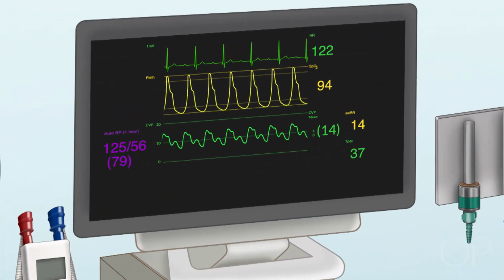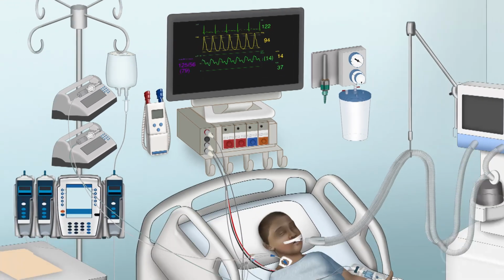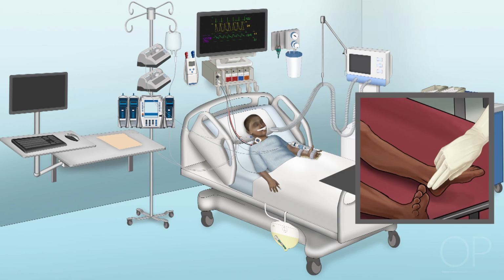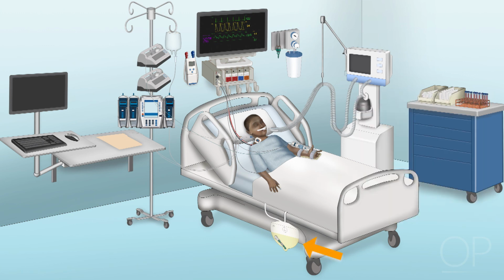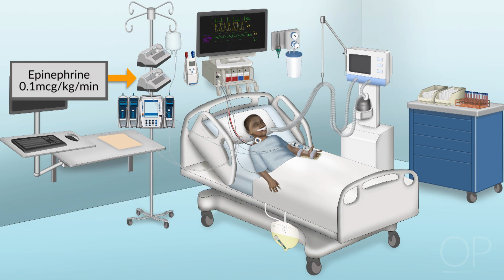From a cardiovascular standpoint, the heart rate was 122 with a first-degree AV block. The blood pressure is 125/56. The central venous pressure is 14. The patient is cool to touch. The pulses are palpable but faint distally. His urine output is adequate. He is on a dopamine drip at 5 micrograms per kilogram per minute and epinephrine at 0.1 micrograms per kilogram per minute.